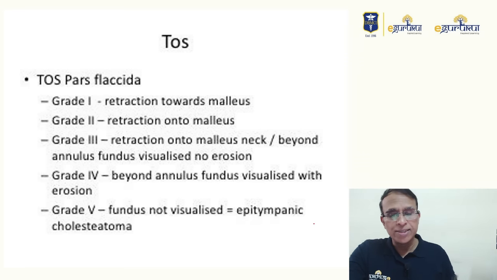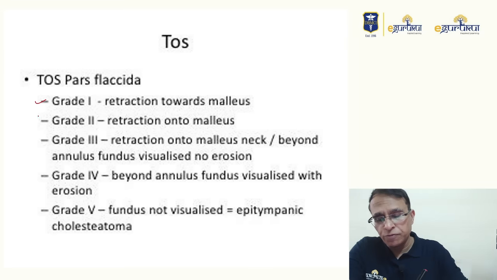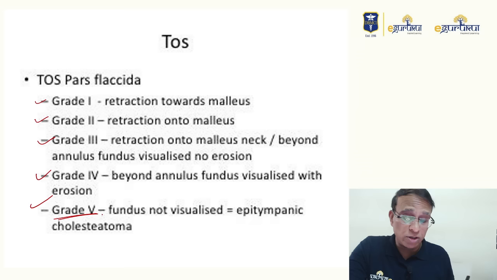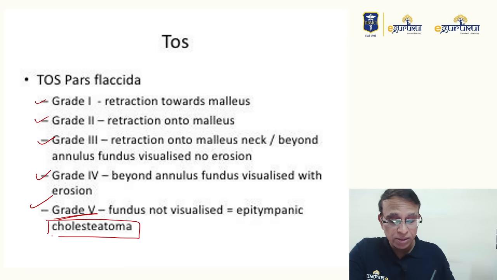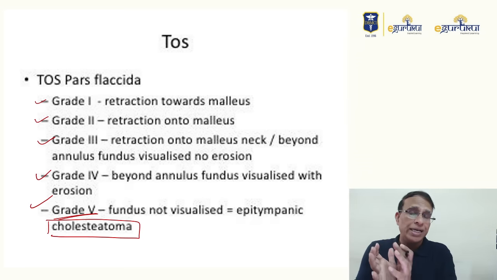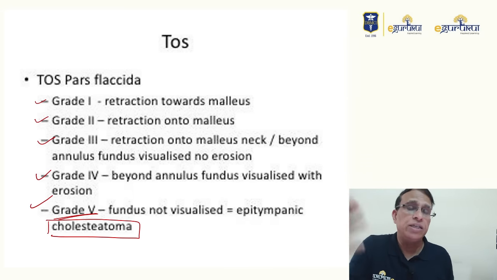So this is what it says. Grade 1 is retracted onto the malleus. Grade 2 is... this is a different kind of classification, where they have used 4 grades, 5 actually. Now 5 is not taken normally, because 5 is cholesteatoma. After grade 4, what happens is cholesteatoma formation, which in this is grade 5, a different entity, a different disease altogether.